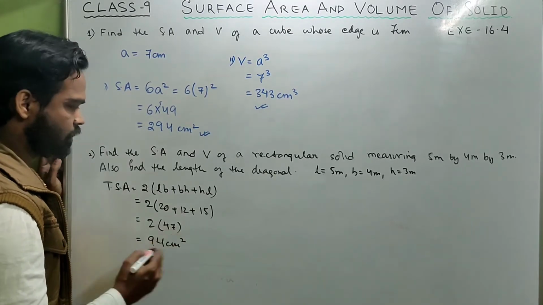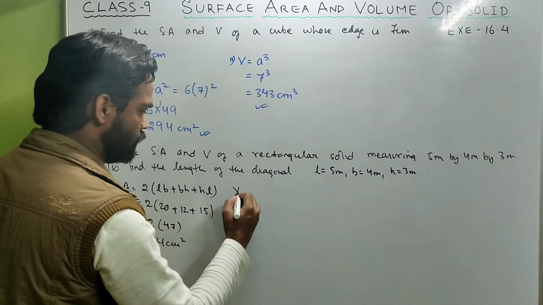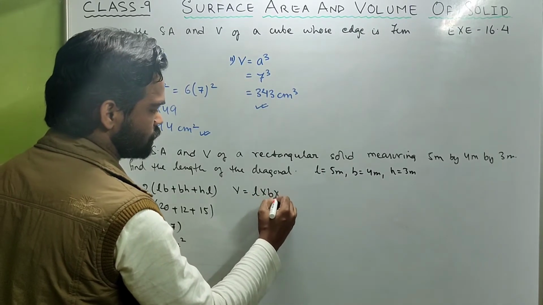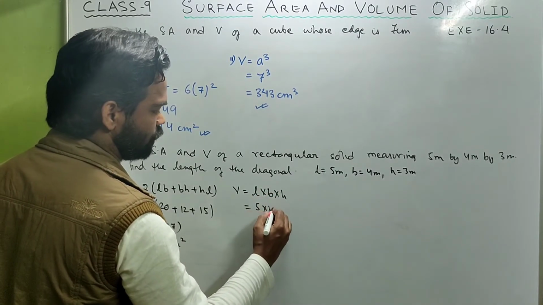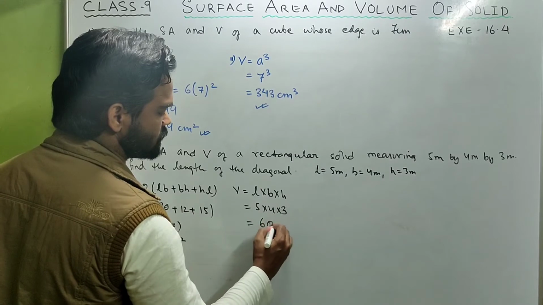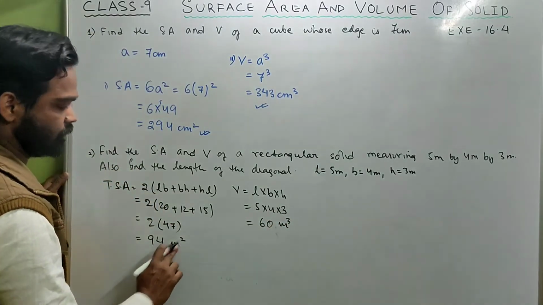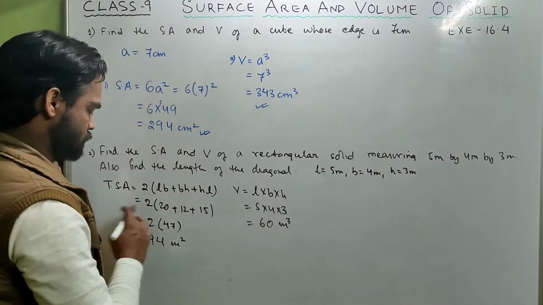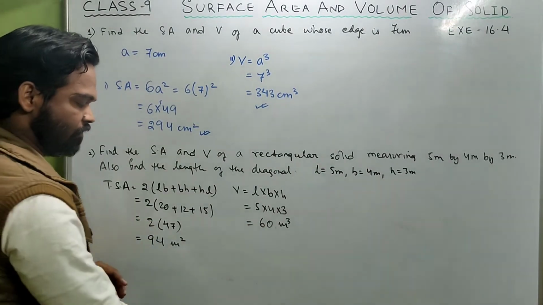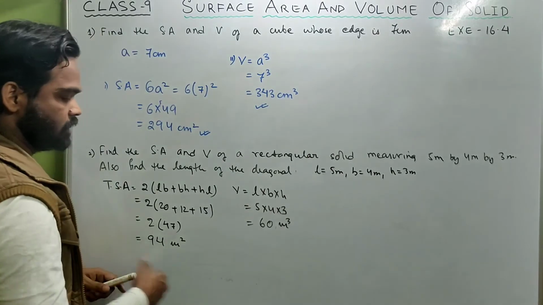Note down this. When you talk about the volume, length into breadth into height, that's 5 into 4 into 3, that's 60 meter cube. This is in meter, so it will be meter square and meter cube. Done. The total surface area and the volume. Now we'll find the diagonal.